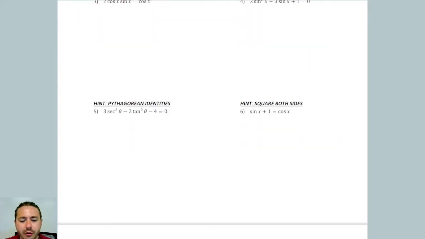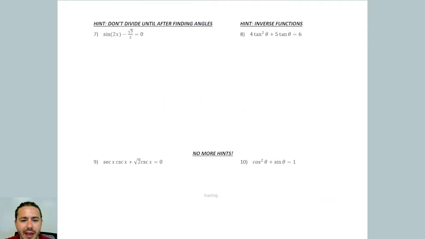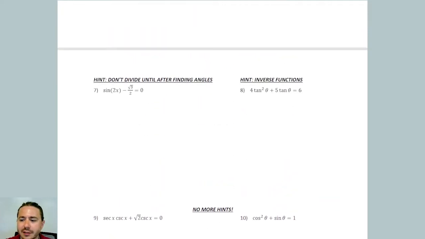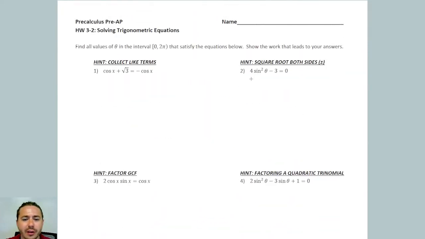Now on the first few, like 10 or so problems, or looks like 8, I'll give you a little hint, to help you if you get stuck. Number one, we're going to solve this by collecting our like terms. I'm going to start by adding cosine x to both sides.